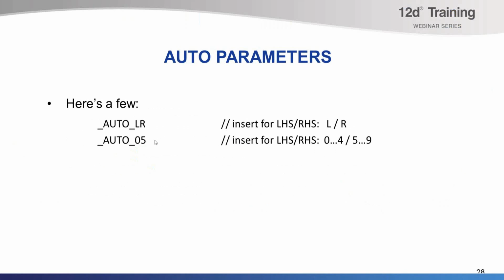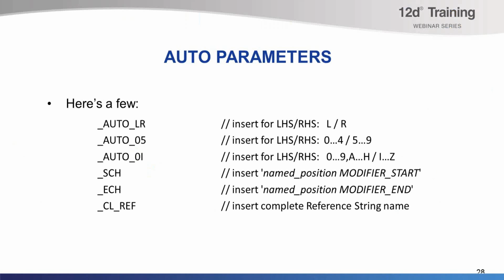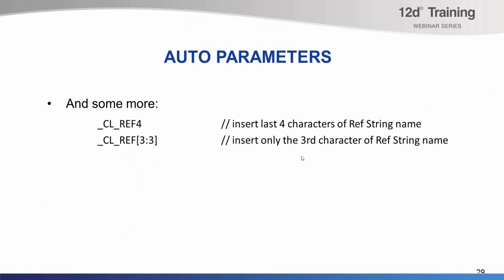Now, a few of the auto parameters. Here's a few here. So we've got auto left, right. We've got the auto left, right using numbers, which is your MX coding. We've got start change and end change. So you would have seen when we created the snippet, it had this SCH and ECH, which is short for name position modifier start, name position modifier end. We can insert the ref string name. That's the ref string that we select in our apply MTF panel. We can insert the last character of the ref string name. We can insert the last 2 characters, last 3 characters, and more.